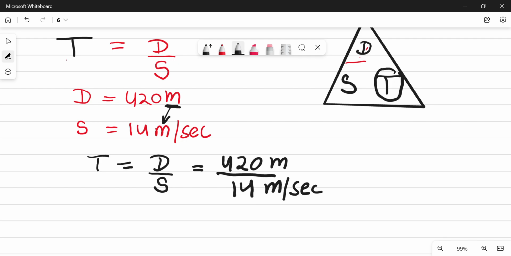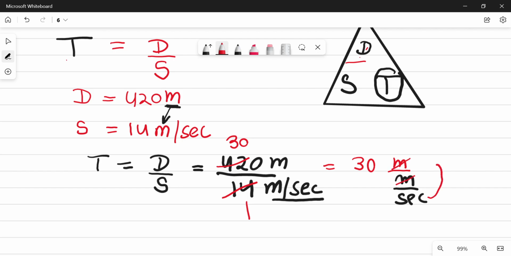Now we will read the table of 14. 14 ones are 14 and 14 threes are 42. And this 0 will come with 3, and this will be 30 meter upon meter. Let's write it like this, 30 meter upon meter per second, because below we were given meter per second. We can write it like this. So we will cut meter with meter and this second will come upside, so this will be 30 second. Now time is equal to 30 seconds.